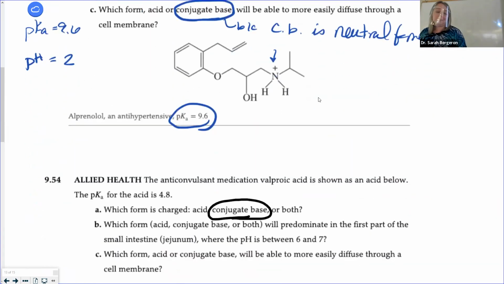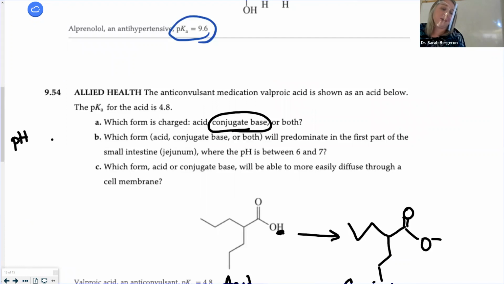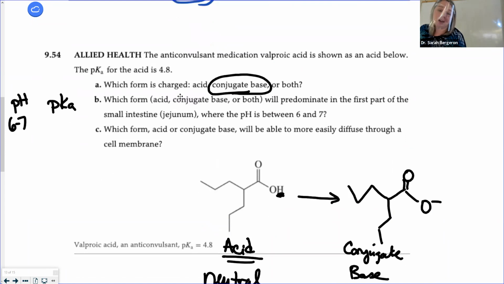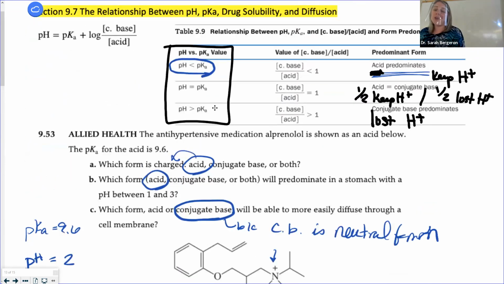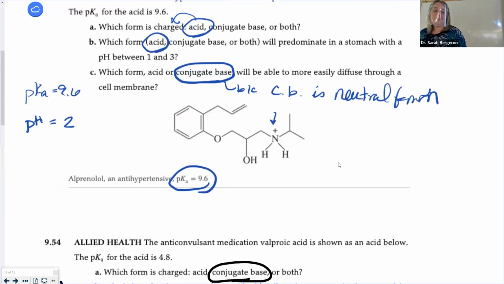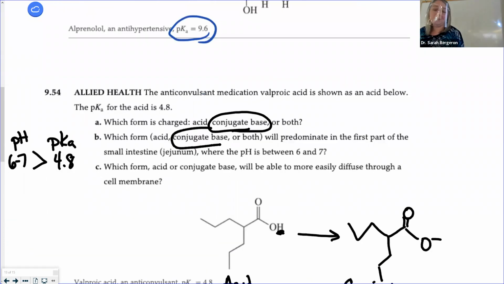So what I like to do is say, okay, what is the pH and what is the pKa? So in this question, B, what's my pH? Somewhere between 6 and 7, right? What is the pKa for this substance? It's told here and it's told here. It is 4.8. Now, which one's bigger? pH. So if you go up here, when pH is greater than pKa, what do we have more of? Conjugate base. Okay. So we have more of the conjugate base.